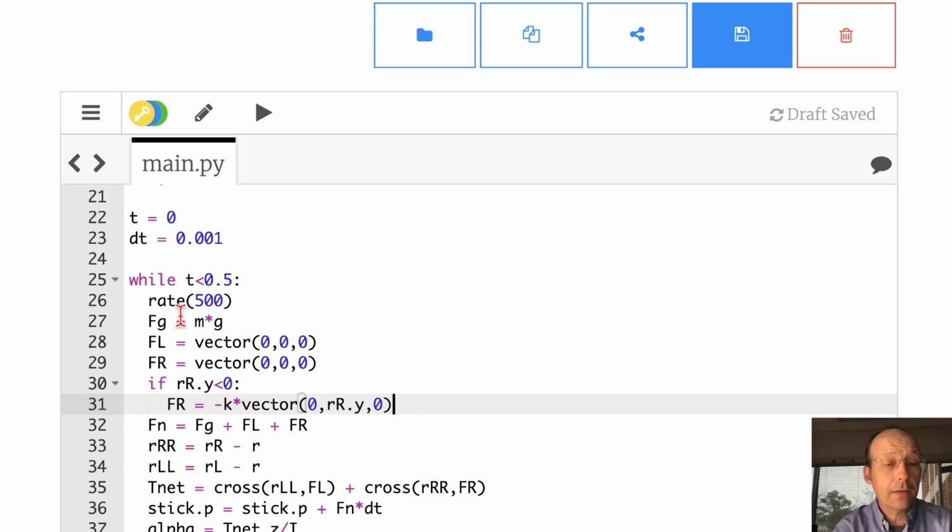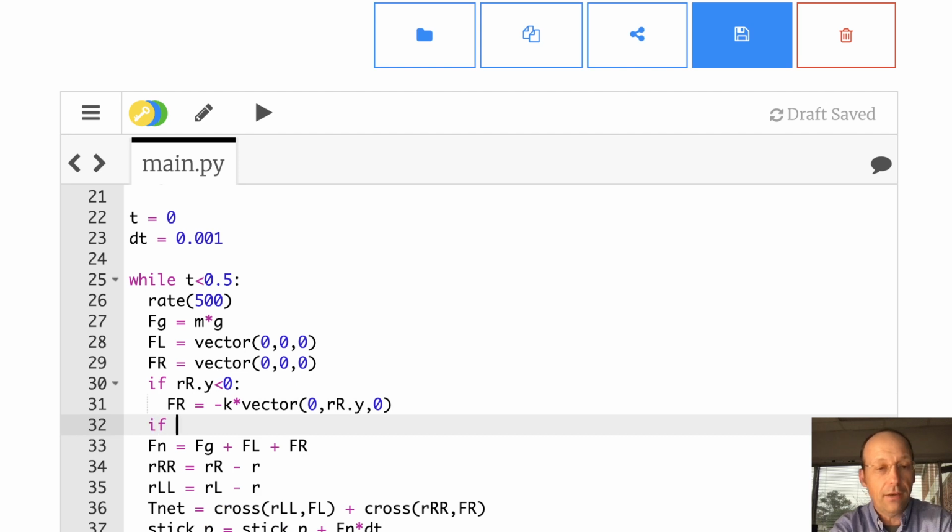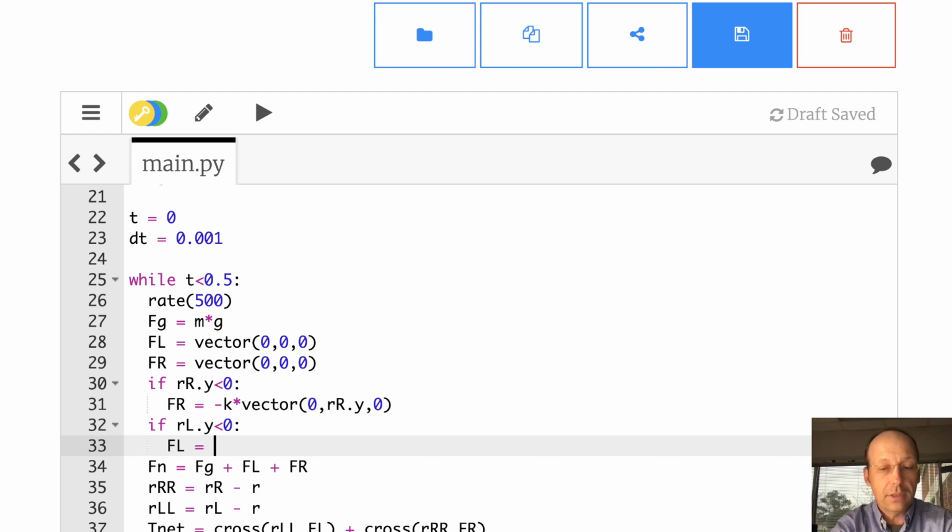And then every time I get back to this loop, I'm going to set r to 0, and then check if the position's below the thing, and I'm going to set it to this. Okay, next I'm going to need to do the same thing for the left side. If r L dot y is less than 0, f L equals negative k times vector 0, r L dot y, 0. So those should change if the stick's below it. So I think this should just work like that. I think it should work. Let's see.